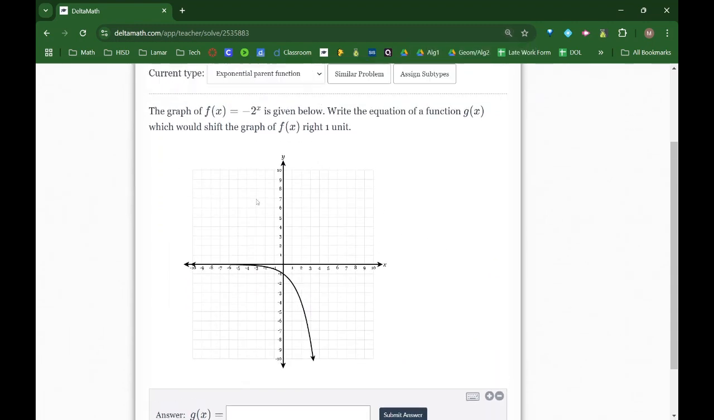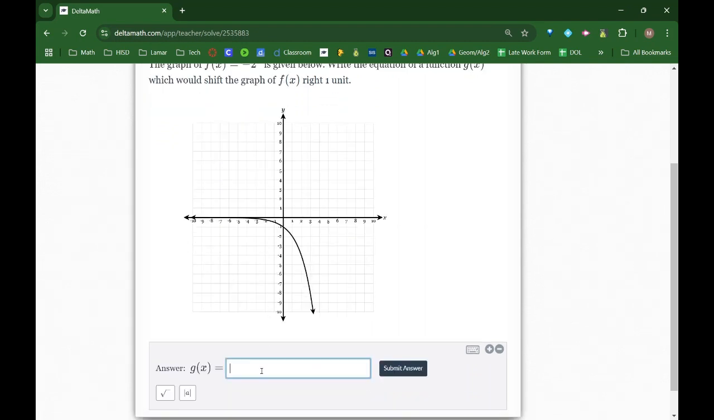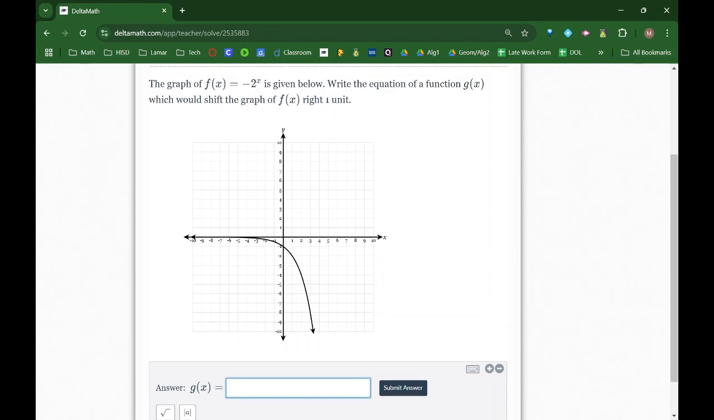We want to write a function that would shift this to the right 1 unit. So let's first start by writing the original function, which is negative 2 to the power of x. To get the power, I'm going to hold shift and press the 6 key on my keyboard.